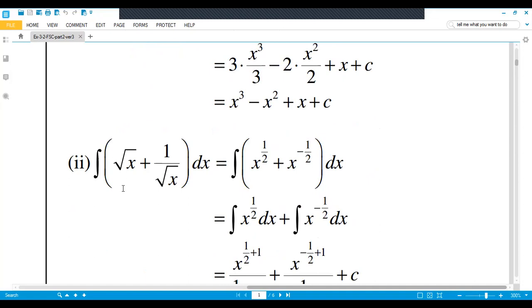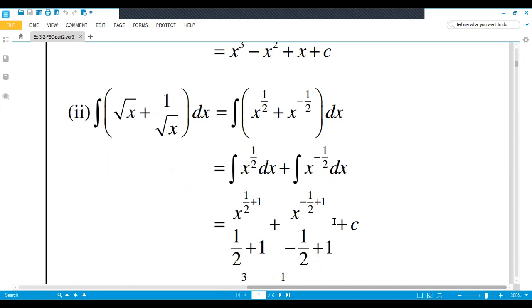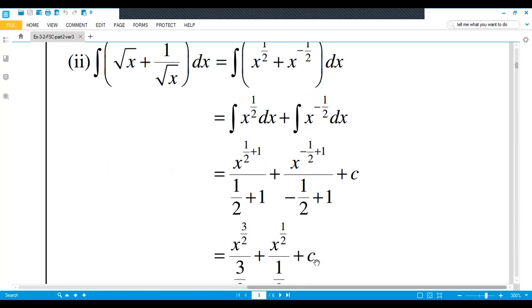So under root x, you write it in the form of a power, x power 1 over 2, and this 1 over under root x, you take it in the numerator, x power minus 1 over 2. Now you integrate the first term plus the second term. So the rule of integration: power plus 1 will be added, the same power will divide, and this c will come, that is the constant of integration.